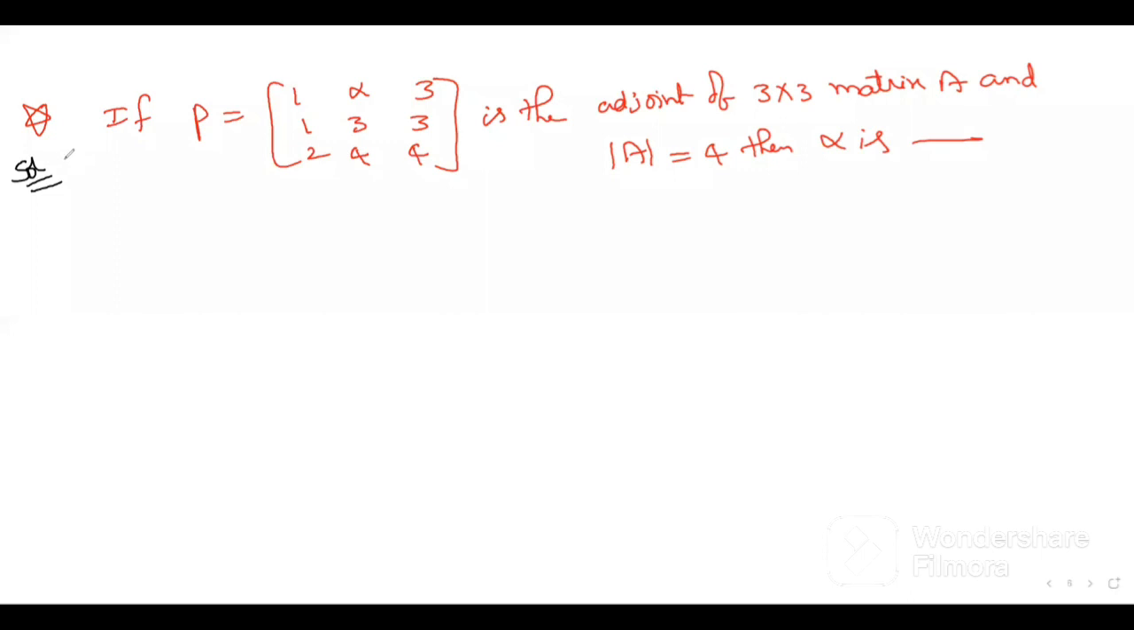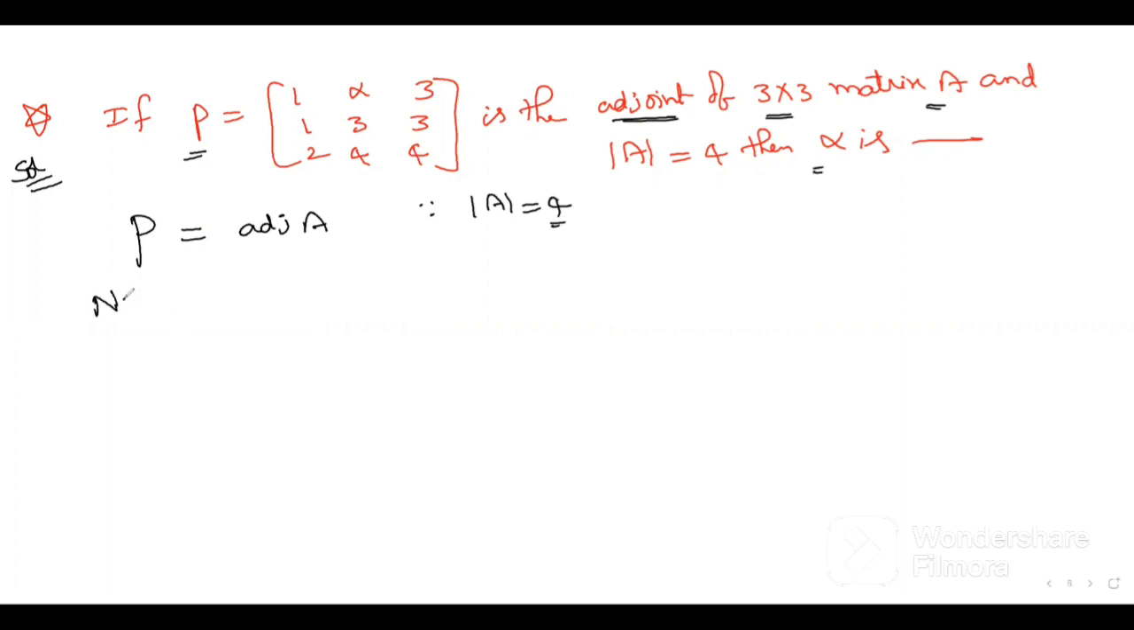Now I'm going to explain the next problem. In the statement, the P matrix is given, the adjoint of a 3 by 3 matrix A. So P is equal to adjoint of A. And that A value 4 is given, then find out the alpha value.